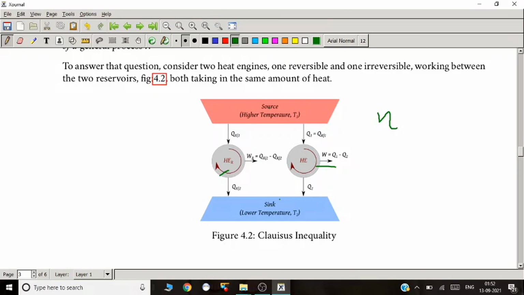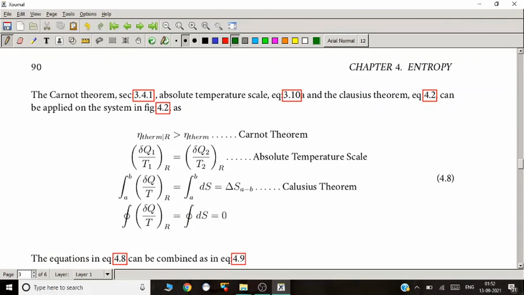We already know by Carnot theorem that the efficiency of the reversible heat engine is always greater than the efficiency of the irreversible heat engine. We are talking about thermal efficiency. So eta R is greater than eta. Thermal efficiency of the reversible heat engine is always greater than the thermal efficiency of the irreversible heat engine.